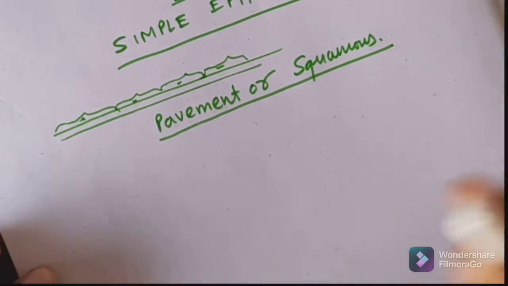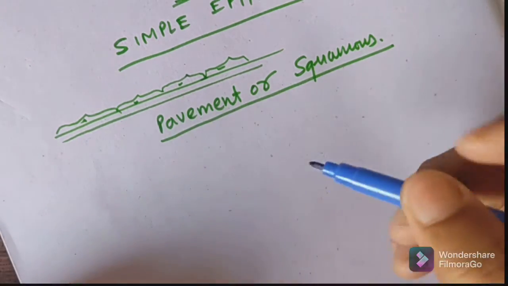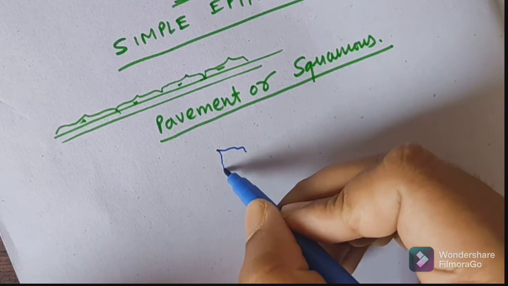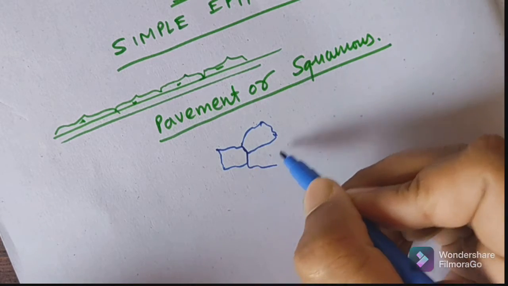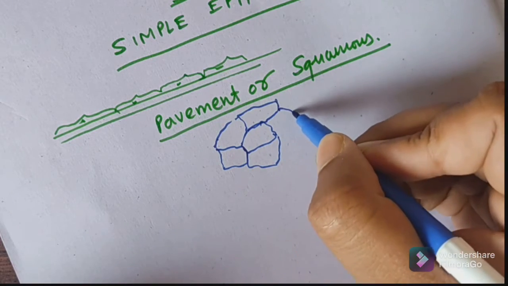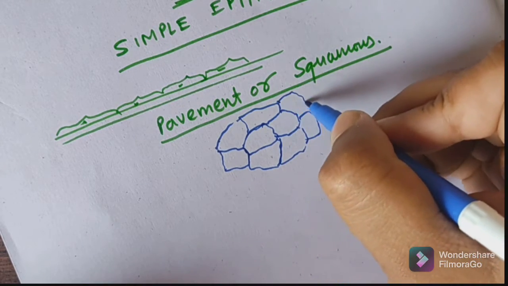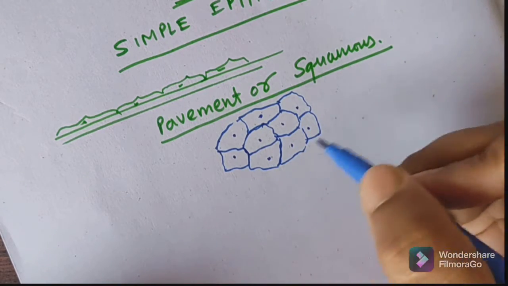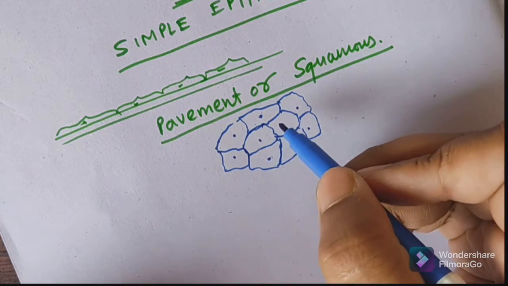Okay. Now the pavement or squamous epithelium are flat cells with irregular outline and fit together by their edges to form a continuous thin membrane. See, this is how they are grouped with each other. Their boundaries are irregular. Okay. Now they contain the nucleus. So these are the nuclei. Okay. Now the cytoplasm of the cells spread like a film and the flattened nuclei are visible.